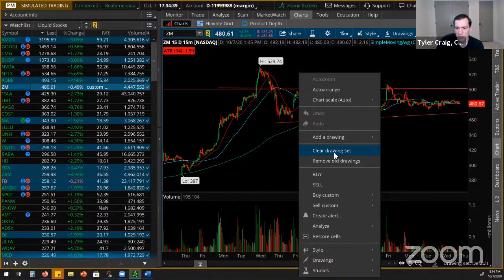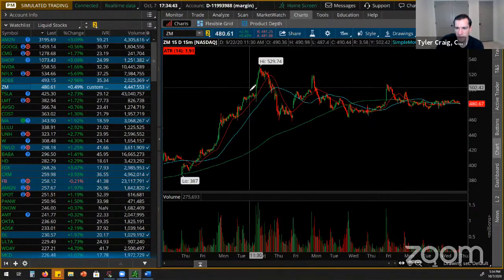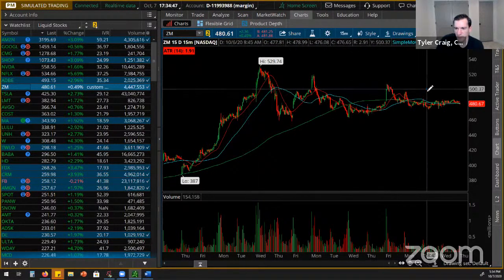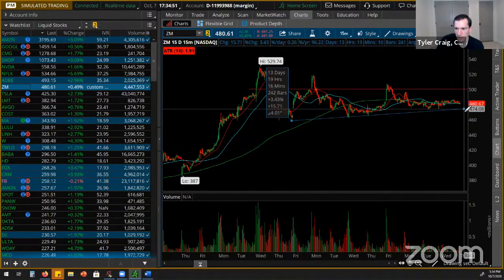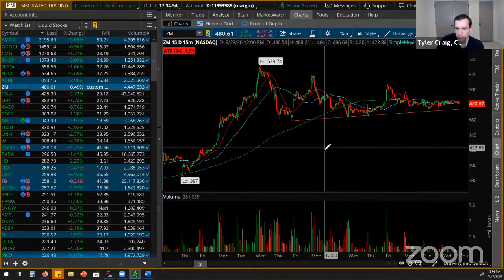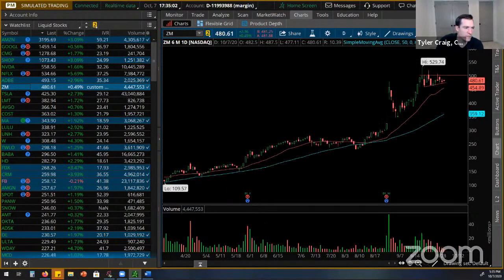All right, so here's kind of the look of Zoom. And I basically took out the wicks and said, there's 500, and I'm looking for a breakout over 500. So, yeah, something like that. Breakout over resistance.